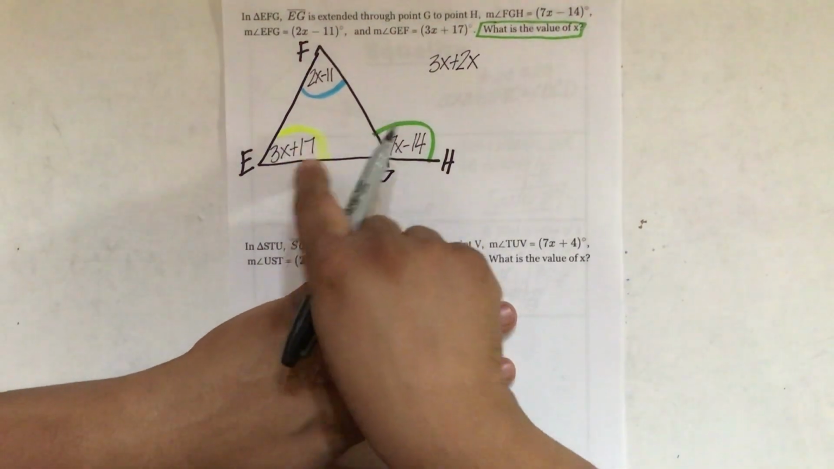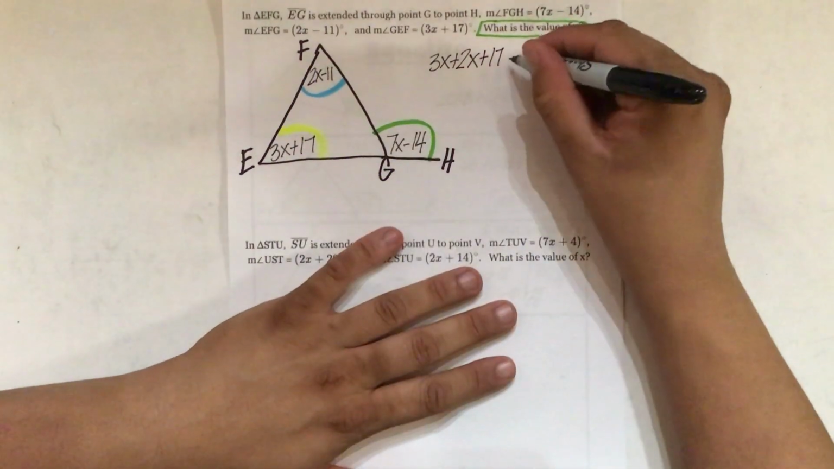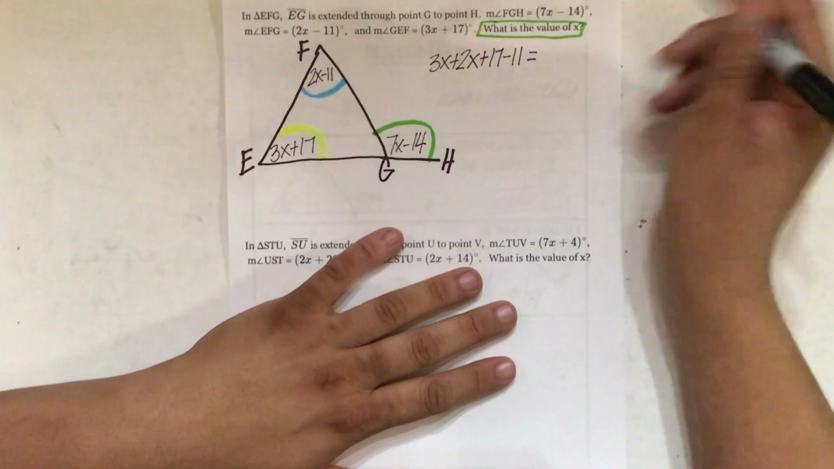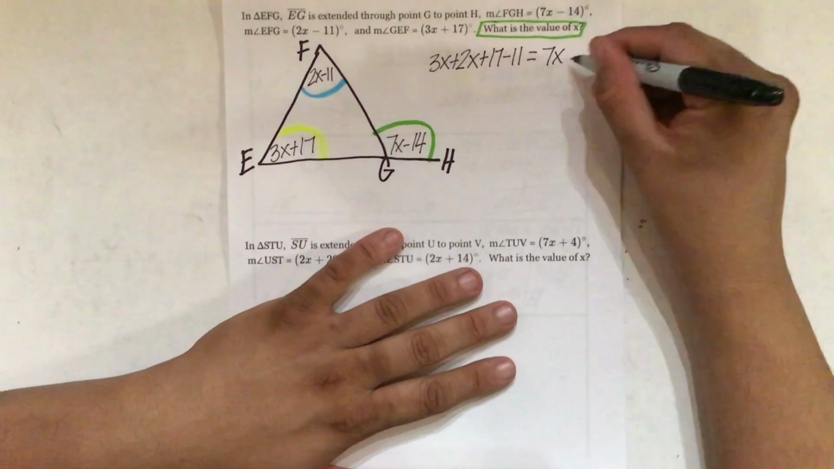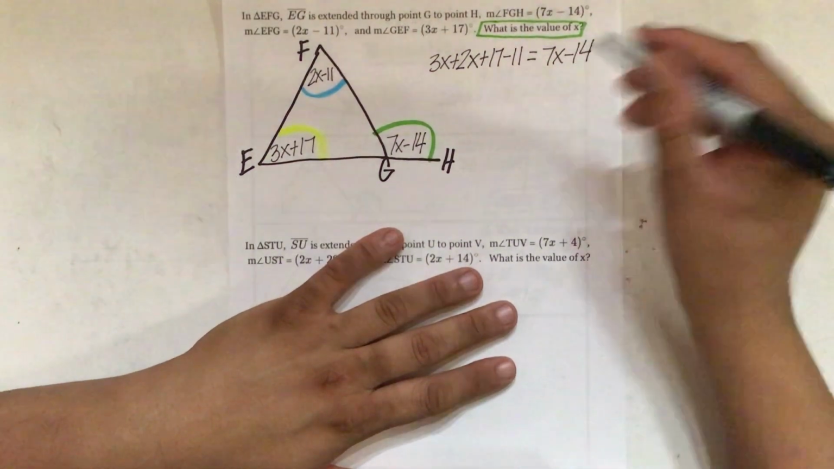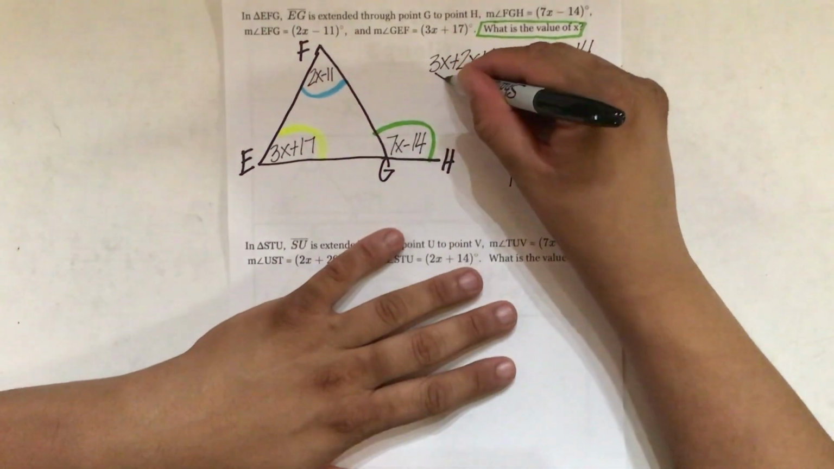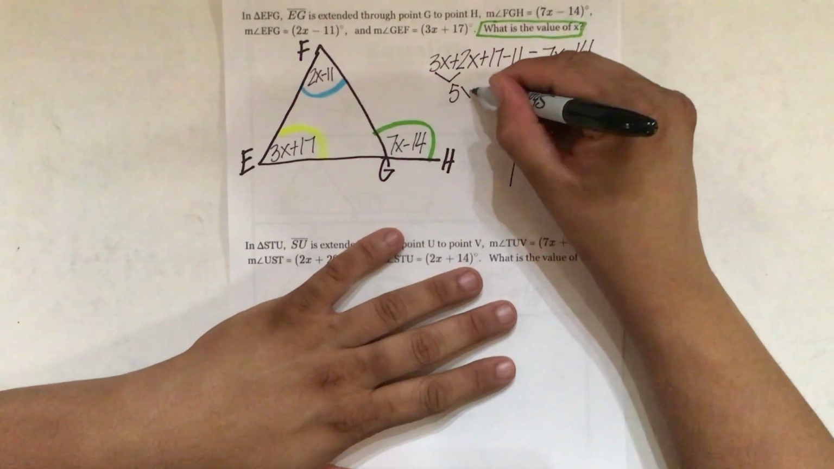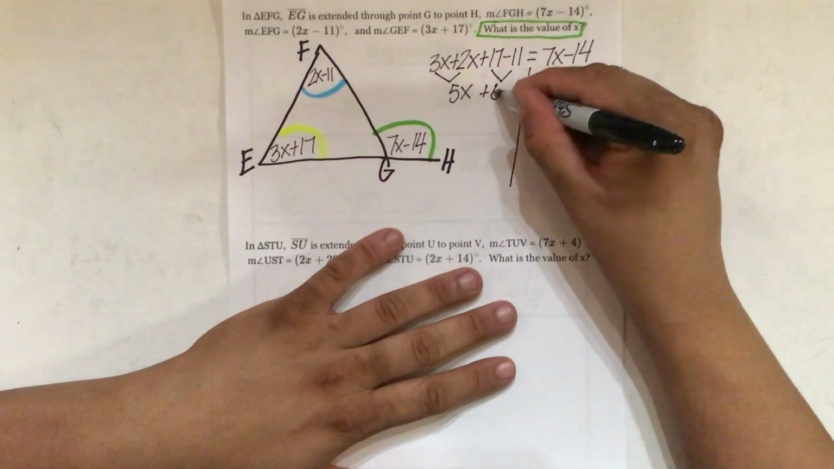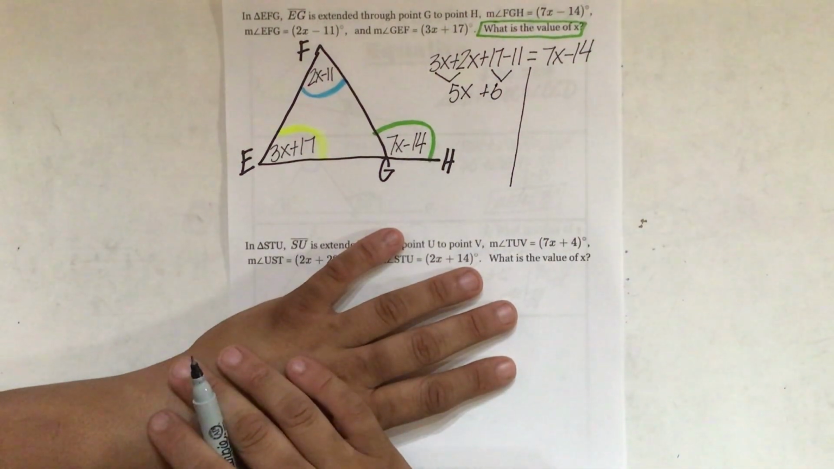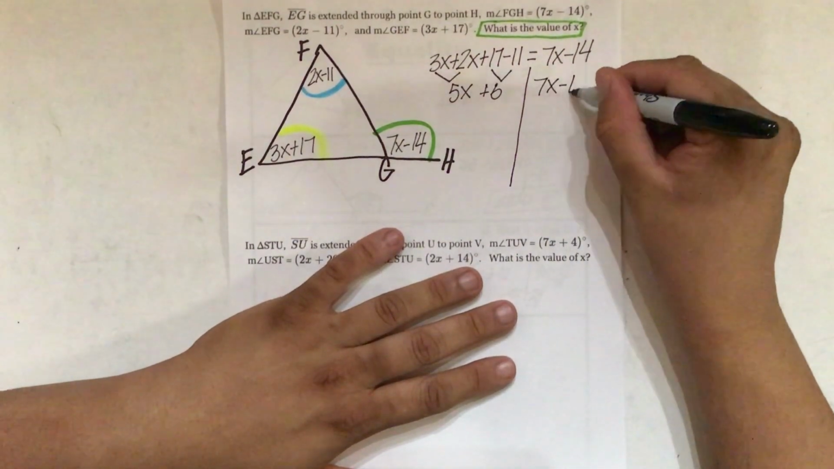Now let's take care of our regular numbers. The regular number on yellow is 17. The regular number on blue is -11. And remember, yellow plus blue, inside plus inside, equals the outside, which is 7x minus 14. So I'm going to draw my line of separation here all the way down just like that. And I'm going to combine like terms. 3x and 2x is 5x. And I have 17 minus 11, which is a positive 6. Now 7x minus 14, nothing happened to it, so I'm just going to bring it straight down just like this.